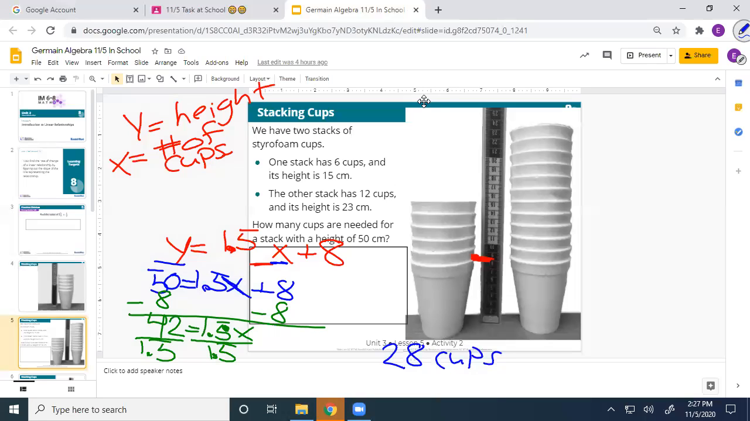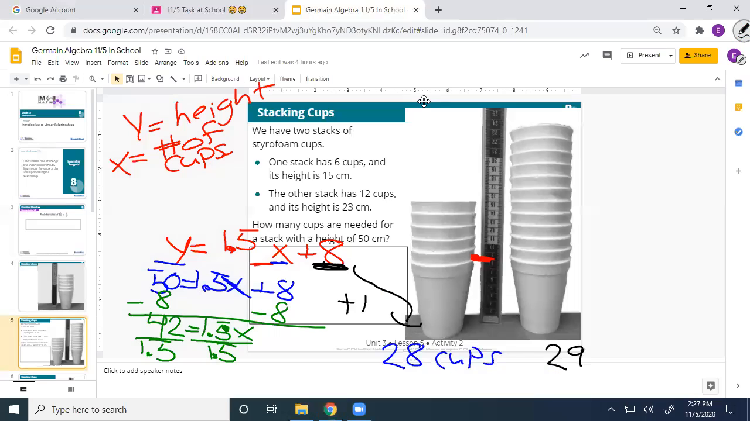29. We can't forget to add back in that original cup that represents this plus 8. So we need to take this 28 and add 1 to it. So how many total cups are we going to have to get to 50 centimeters? It's going to be 29 cups. Very good job.